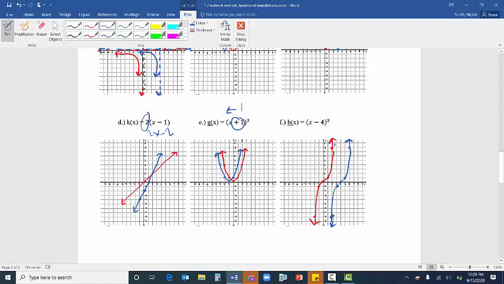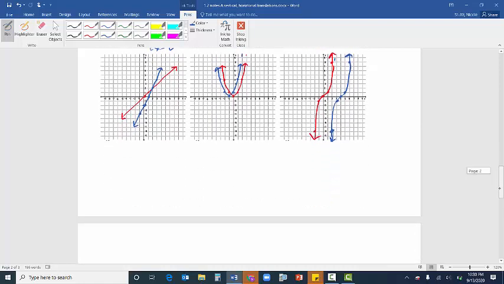And then letter F, we have a cubic function, which looks like my red function here. I plotted 3 points. I did (0, 0), (1, 1), and (2, 8). So I kind of did a table in my head. And because the minus 4 is inside the parentheses, I know I'm going to shift it to the right 4 units. You can see I took each of these dots, moved it over 4. Took this dot, moved it over 4. This dot over 4. Right. So those are some little cheats that you can pick up on so that you can save yourself some time.